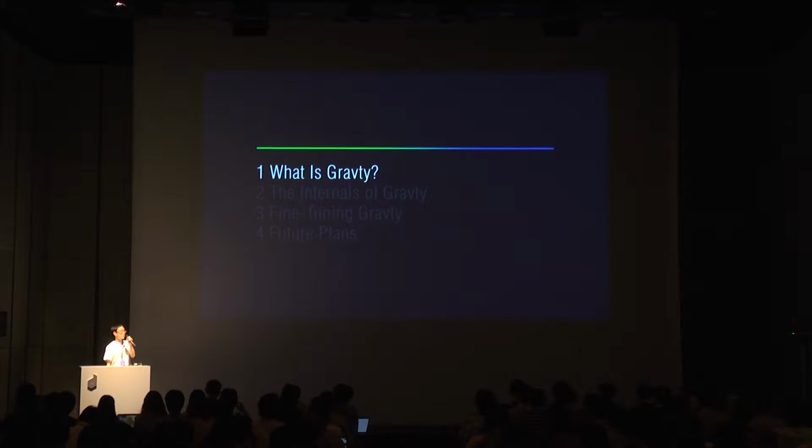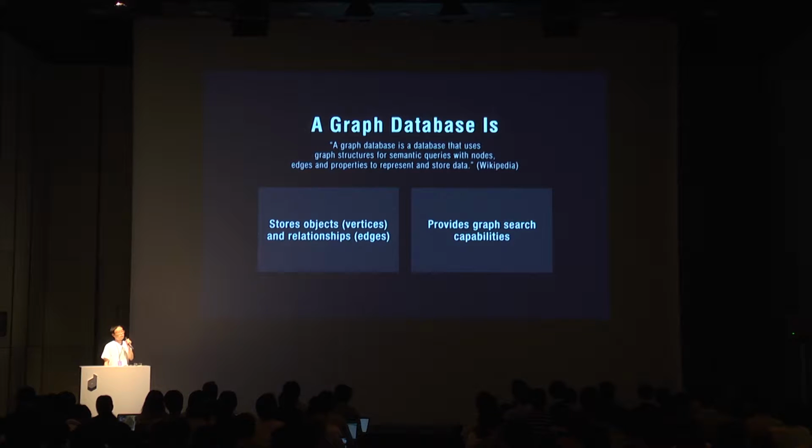Before going into the details about Gravty, let me briefly explain about graph databases. Wikipedia defines a graph database as follows. Sounds complicated, but you just need to remember two things. First, a graph database is a storage that stores objects and relationships. Second, it provides graph search capabilities.